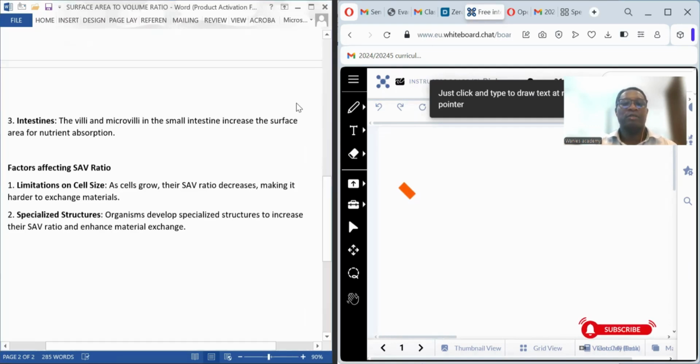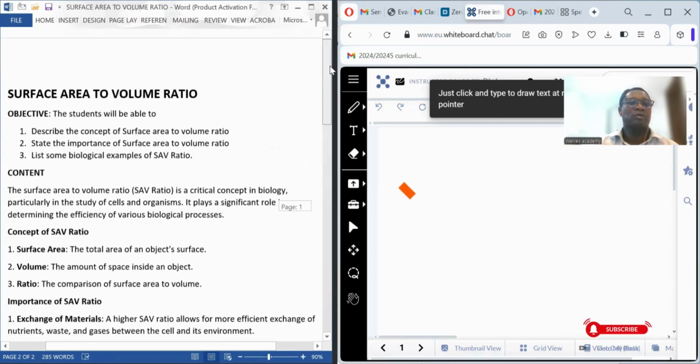Today, we shall be talking on the topic surface area to volume ratio in our subject, biology. Today, you will be able to describe the concept of surface area to volume ratio, be able to state the importance of surface area to volume ratio, and list some biological examples of surface area to volume ratio.